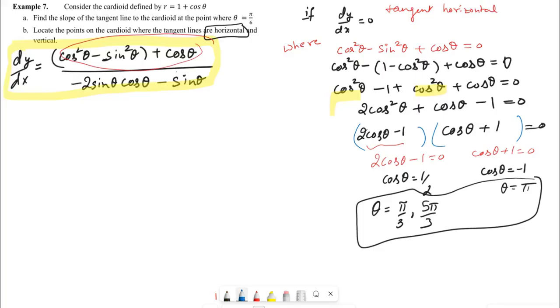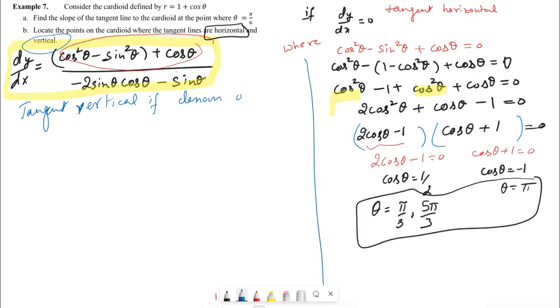But we also need to figure out when the tangents are vertical. The tangent will be vertical if the denominator of dy by dx is 0. That means basically dx by d theta is 0.